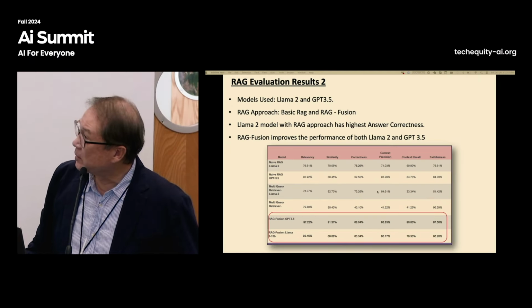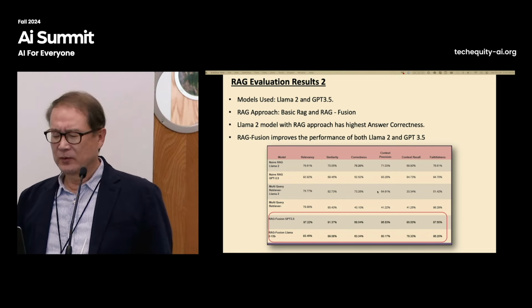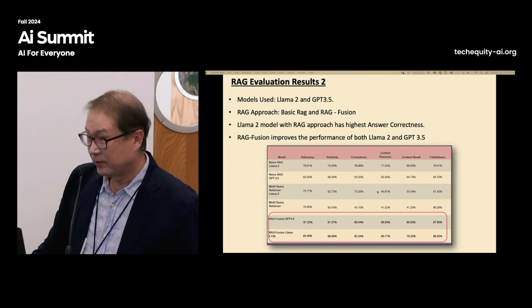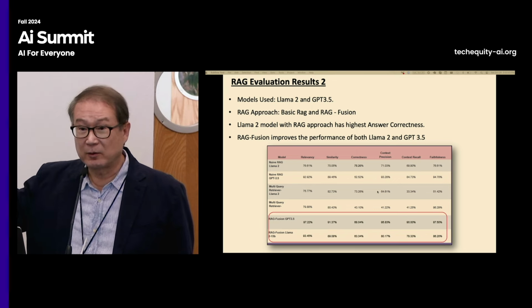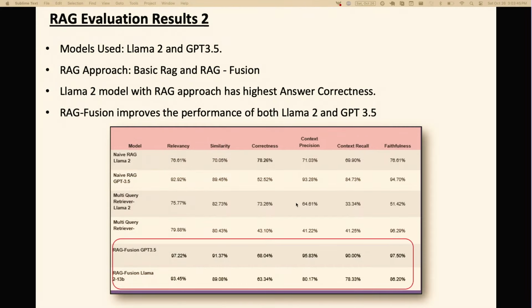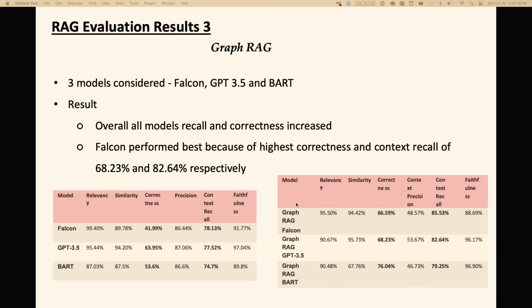And then this one shows Fusion. So Fusion is basically combining multi-query plus re-ranker, and then actually gives you a much better result than the previous result. So if you combine those, right, it'll give you a much better result. So graph RAG actually can improve the correctness much better.